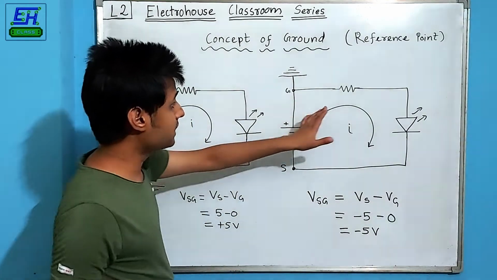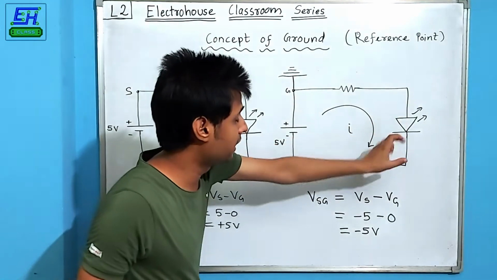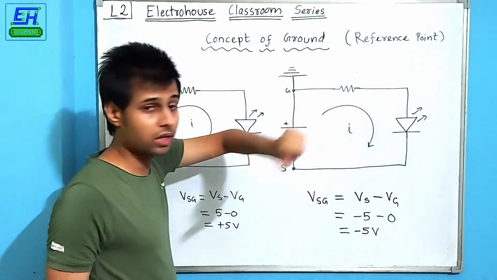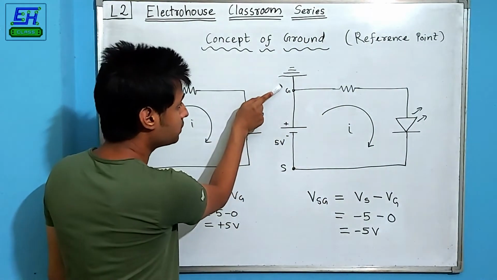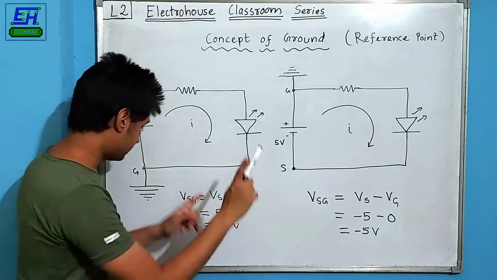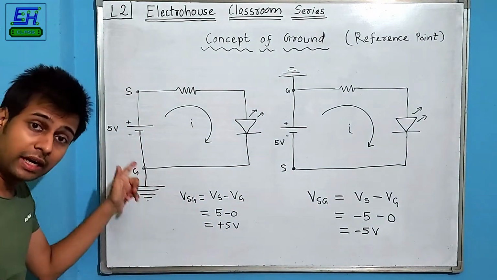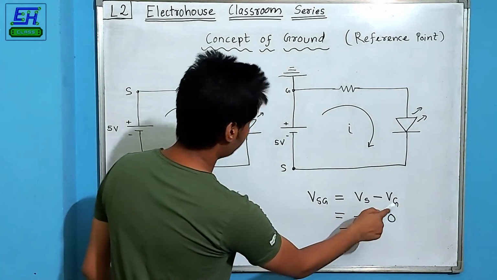So all the voltages in the circuit, even the voltage across this LED, even the voltage across this resistor, will be measured with respect to this terminal. And the same was the case with this, but instead of that, the ground was connected at the negative terminal. So let's see what happens. VSG is equal to VS minus VG.